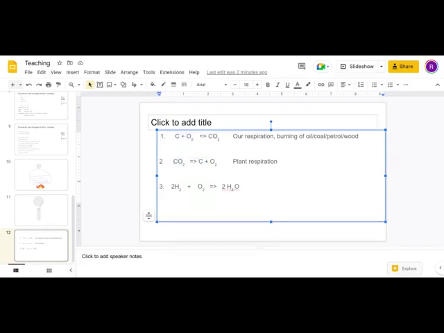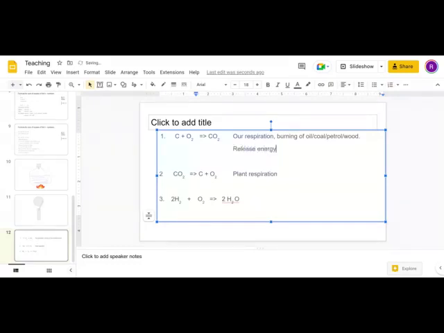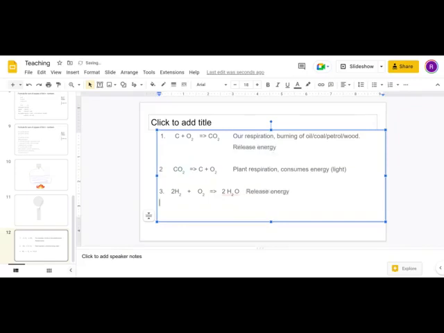So this one releases energy. Okay. This one consumes energy. And in case of plants, it's from light. And this one releases energy. Now, can you go in the opposite direction? Can you take water and break it and convert it into hydrogen and oxygen?